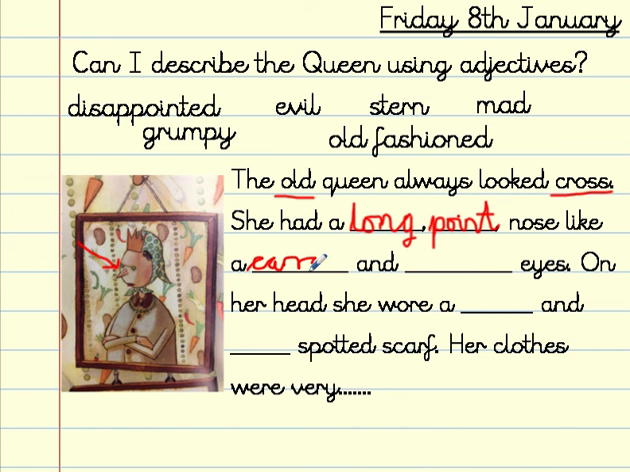And something eyes. Oh, I could just describe the colour of her eyes here. And green eyes. You might think of something different. You might think of her eyes being beady, starey. Now, I'm going to describe what she's wearing on her head. On her head, she wore a something spotted scarf. Again, I might put she wore a polka dot scarf, or she wore a white and green spotted scarf.